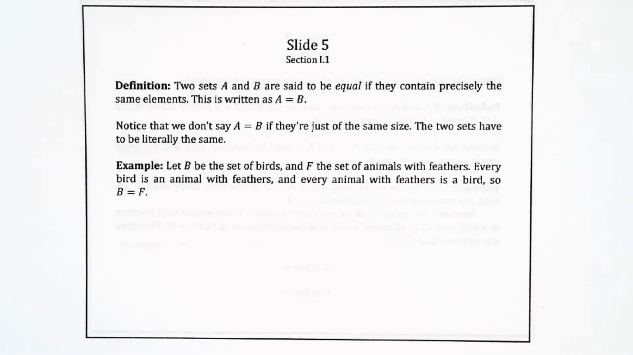It is possible to talk about sets being the same size, but we'll talk about that a little bit in the next section. Right now we're just talking about the sets themselves. Two sets are only equal if they're literally the same objects.